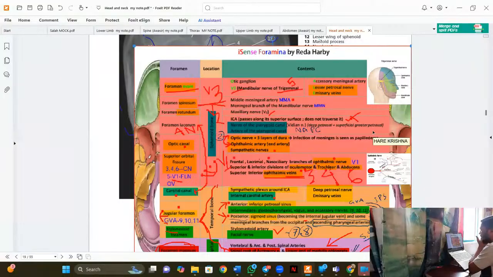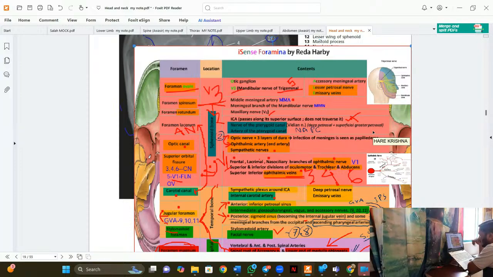Then foramen spinosum: middle meningeal artery and the meningeal branch of the mandibular nerve. Foramen rotundum: maxillary nerve. Then foramen lacerum: nerve to the pterygoid canal and artery to the pterygoid canal, and the internal carotid artery passes over it but does not traverse through it.